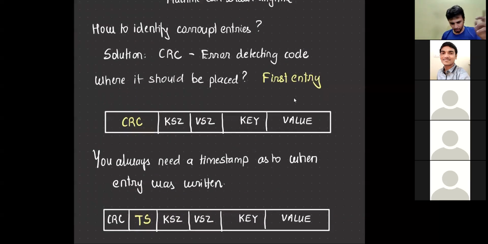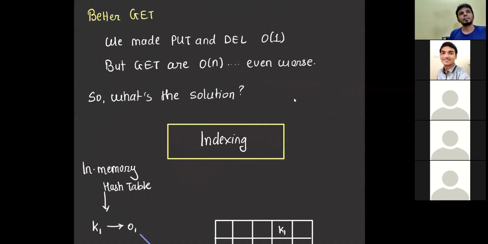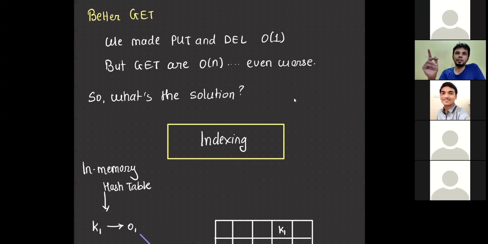Okay, and you would obviously store a timestamp to know at what time the entry was written. So that's just one meta field I've added. Okay, now how do we make our gets better? We can use something that we learned while doing the word dictionary part. To make get better, we may have put order 1, we may have delete order 1, but now what we want to do is make gets order 1. To make get order 1, we want to do pointed queries.